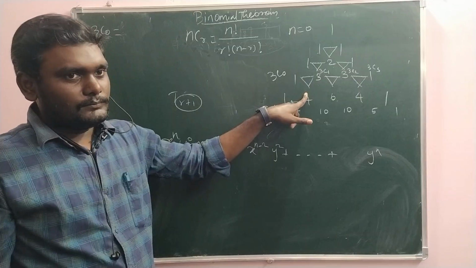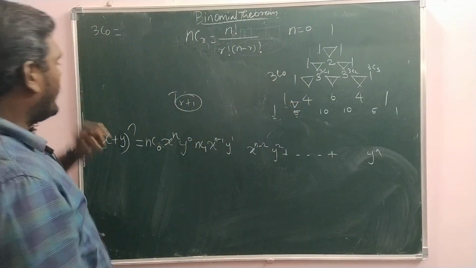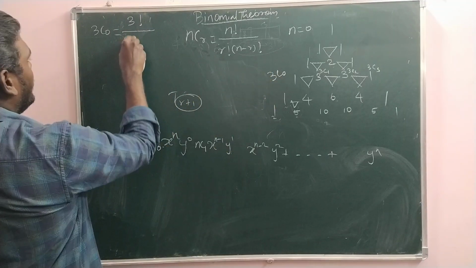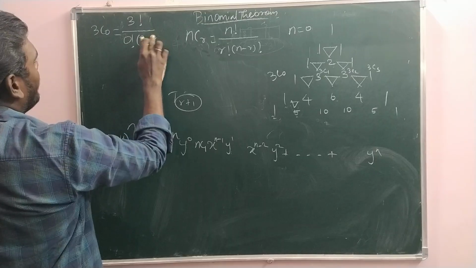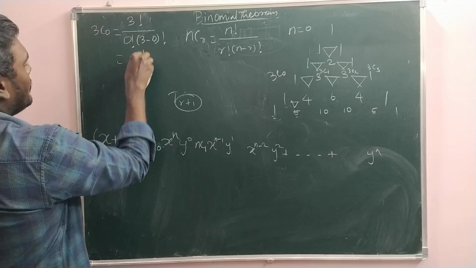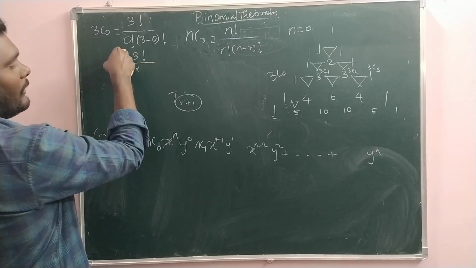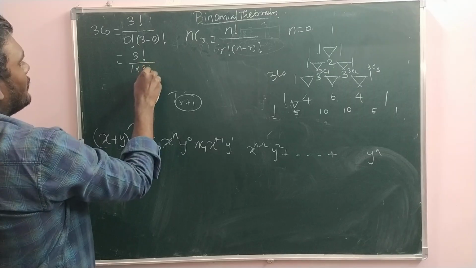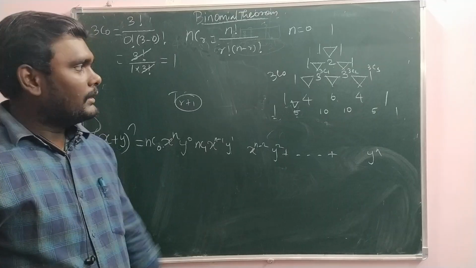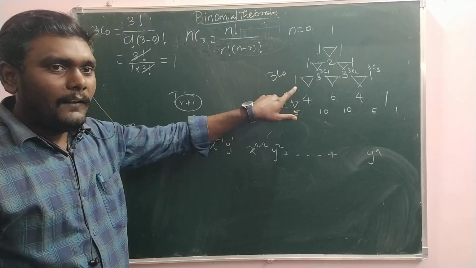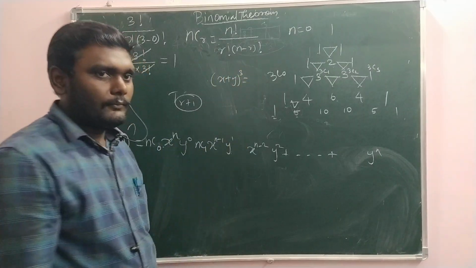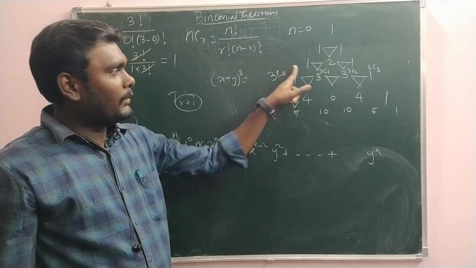First we just observe. This is 3C0, like nCr. Then 3 factorial by r factorial, that means 0 factorial, into (n minus r) factorial, that means (3 minus 0) factorial. Then how much is it? 3 factorial by 1, since 0 factorial is 1, and then 3 factorial. So 3 factorial cancels, the answer is 1. So we are trying to relate this number 1 with the power, what comes for (x plus y) whole power 3, right?